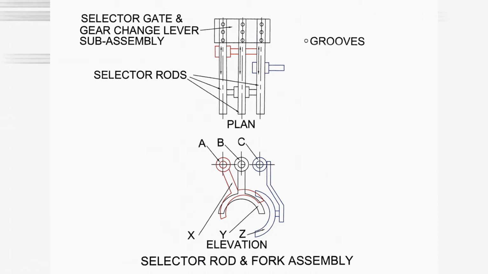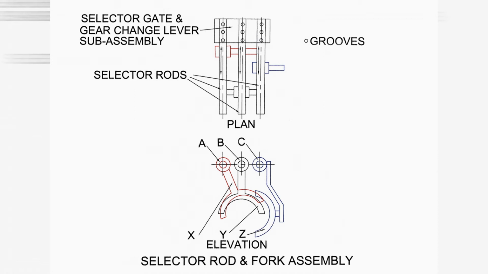These forks are mounted on selector rods as shown in the plan. Selector gate and gear change lever are located at the ends of selector rods. It has been shown as block at the upper end of the diagram.